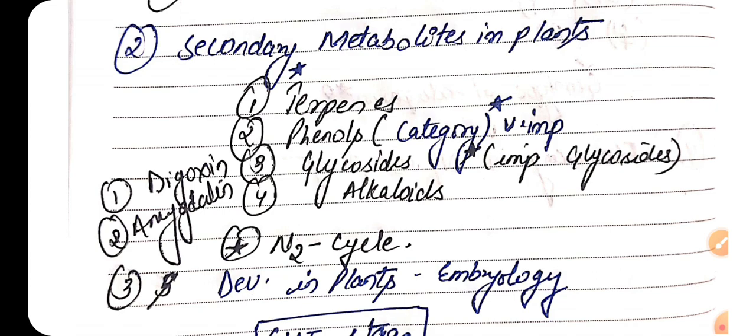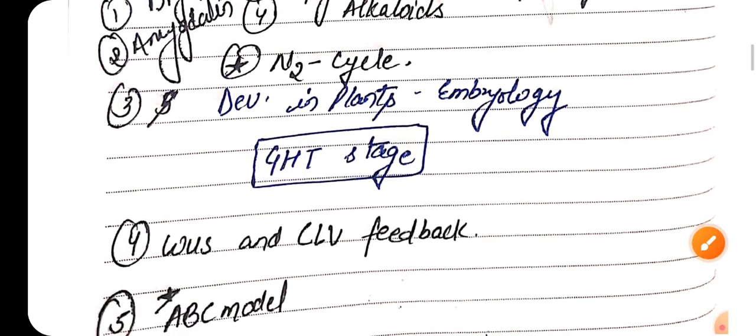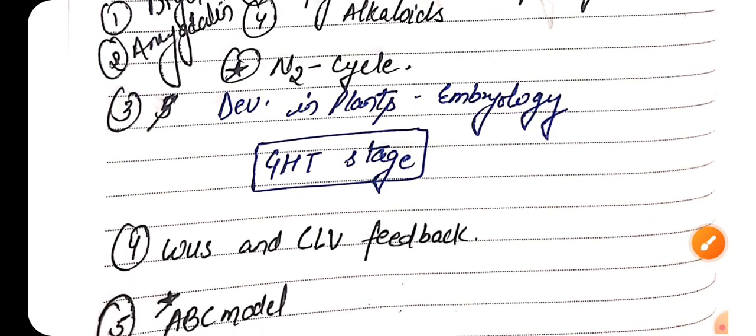And then in glycosides, important glycosides are digoxin and amygdalin, which act as inhibitors, you all know that. You should have a list which you can google, or you can write from your reference books, of what the inhibitory glycosides are. Okay, then alkaloids. Now coming to the most important topic, the nitrogen cycle.